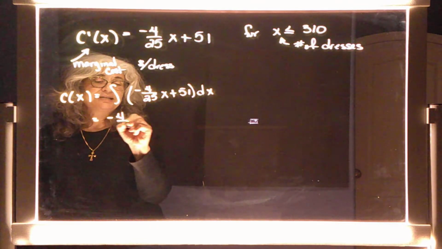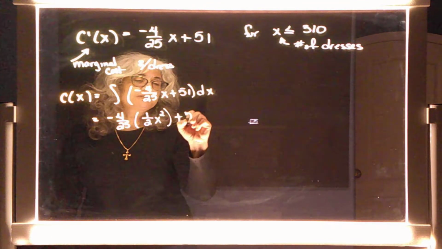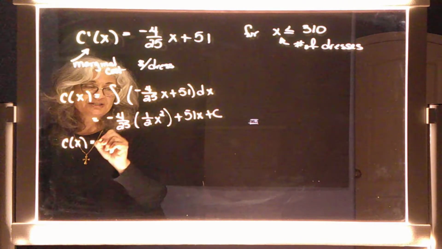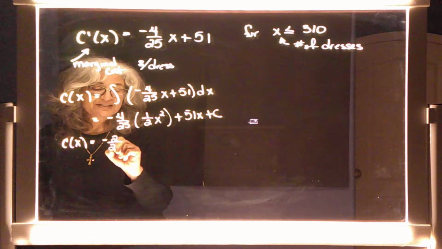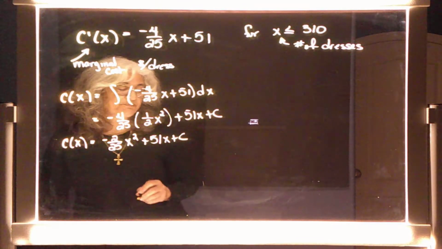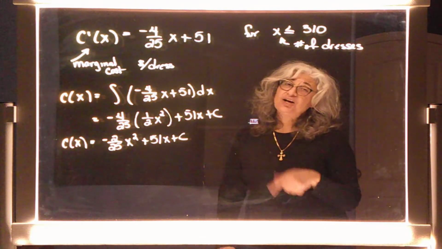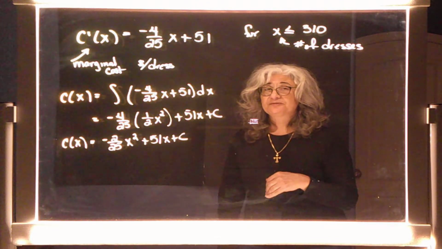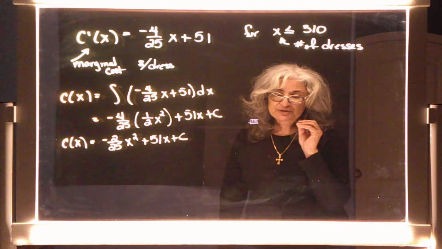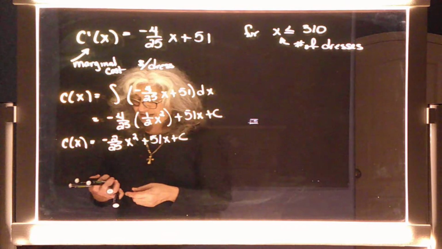All right, so I get negative 4/25 times 1/2 x squared plus 51x plus c. So my cost function right now is looking like negative 2/25 x squared plus 51x plus c. Now, do we agree? Good. Did they tell me to disregard any fixed costs here? They did not. They did tell me that when we produce the first 160 dresses, the cost is $6,112, right?